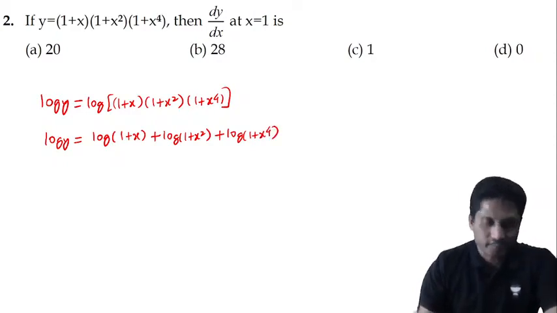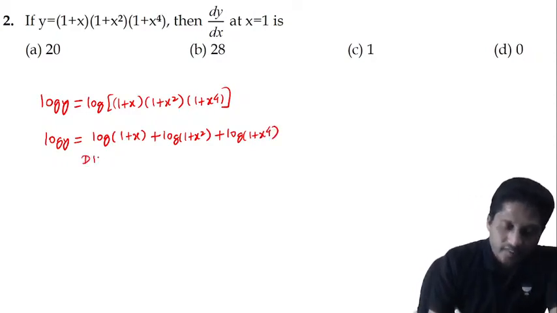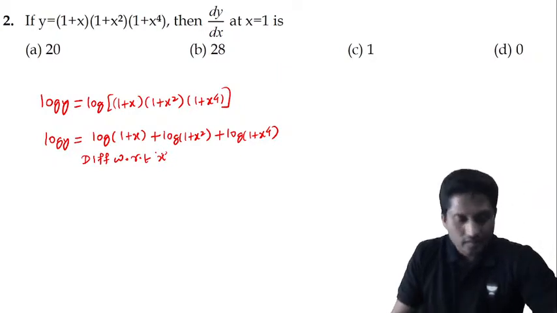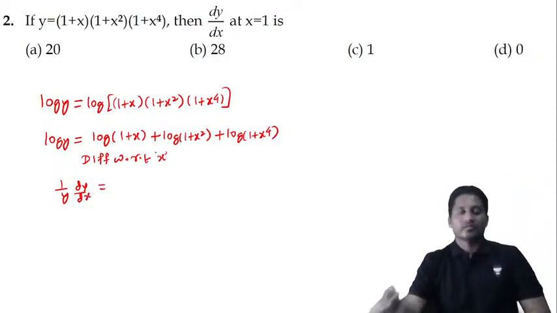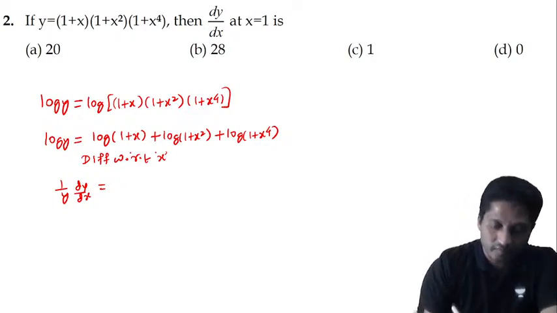Now if I differentiate with respect to x, I'll get 1 by y into dy by dx is equal to, since the differentiation of log x is 1 by x, 1 divided by 1 plus x.